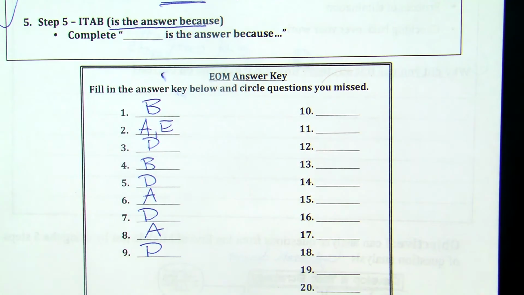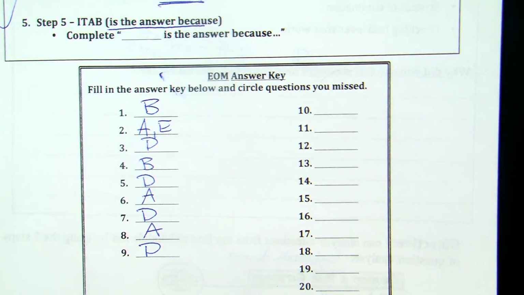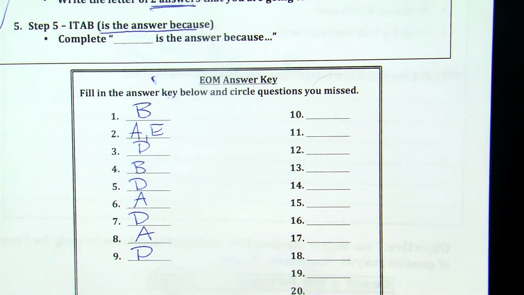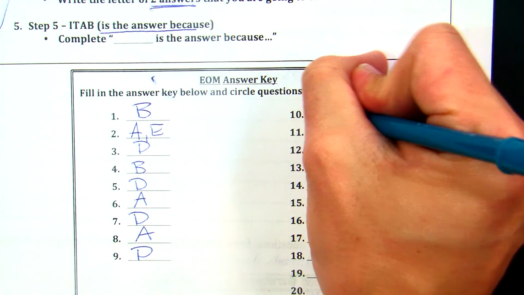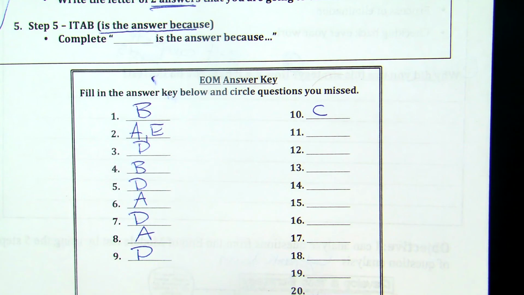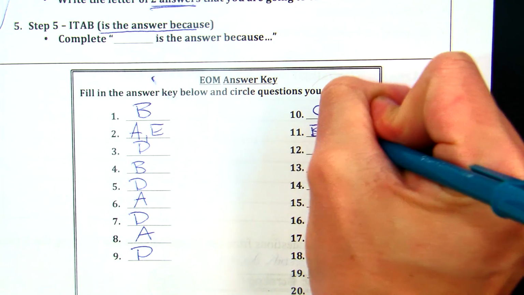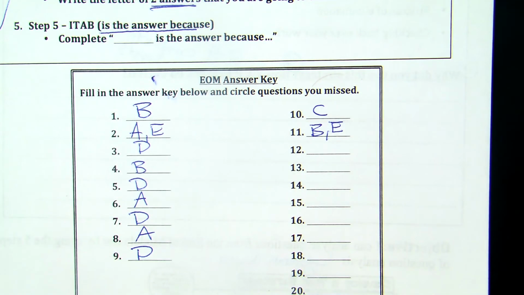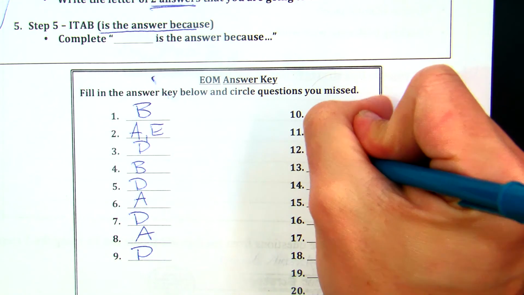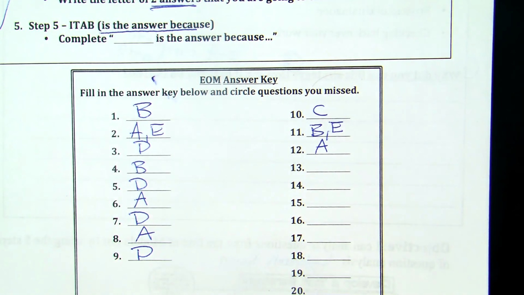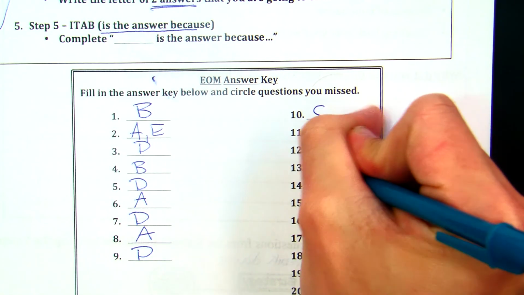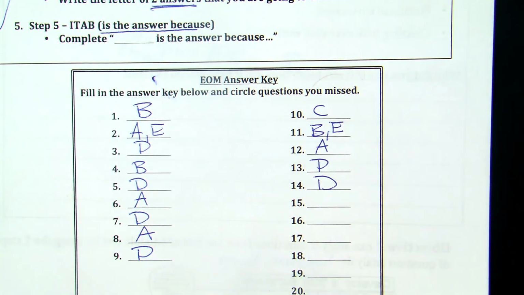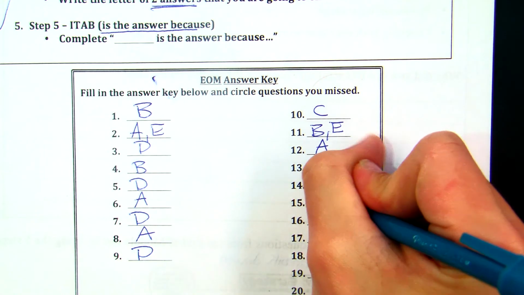Let me make sure you can still see. Okay. Come over here to number 10. Number 10 was C. Number 11, two answers, B and E. Number 12 was A. Number 13 was D. Number 14 was D. Number 15 was B.